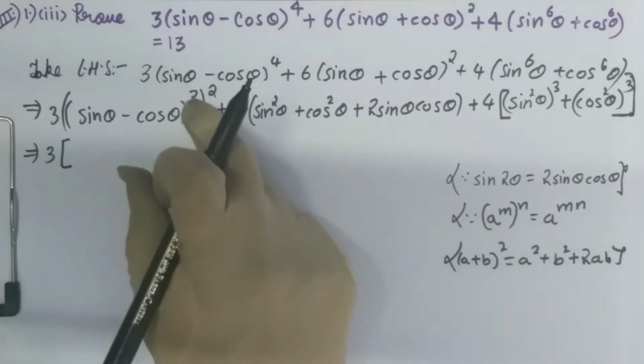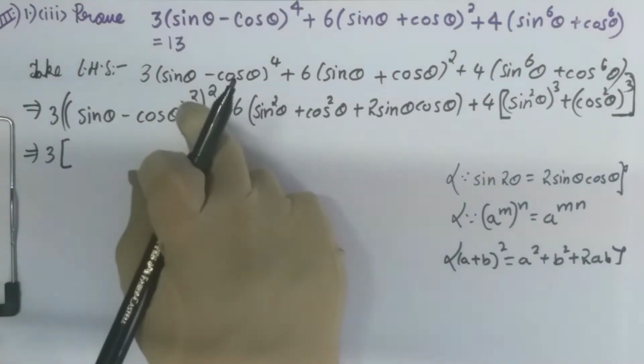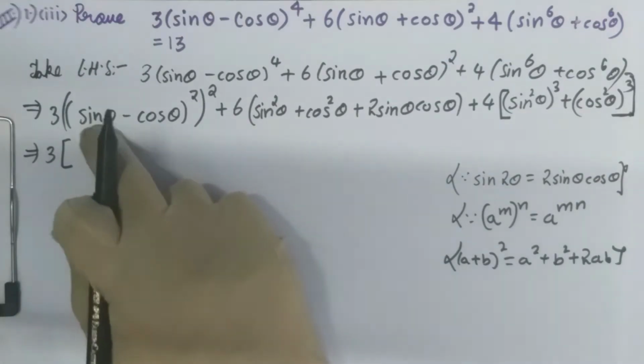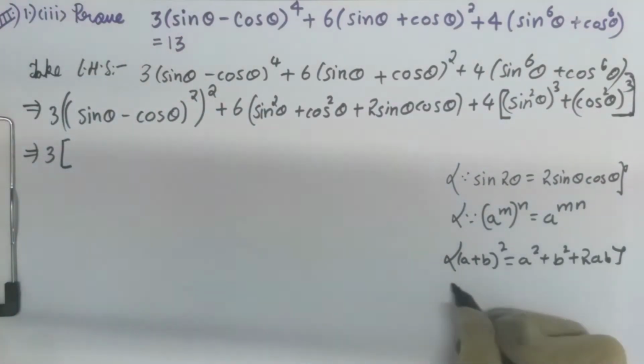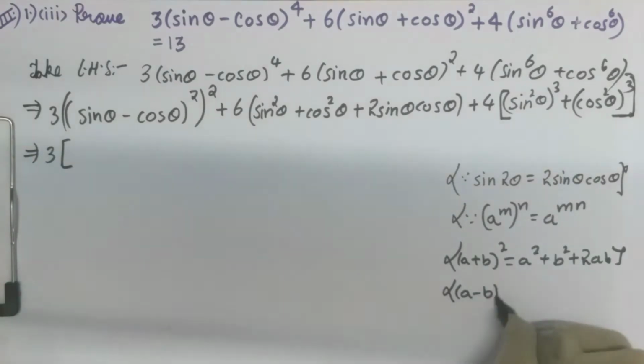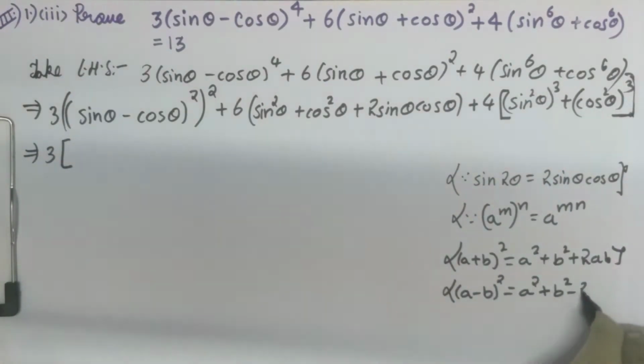Okay. What is this? (sin θ − cos θ)^2. It is of the form of (a − b)^2. What is (a − b)^2? (a − b)^2 is a^2 + b^2 − 2ab.